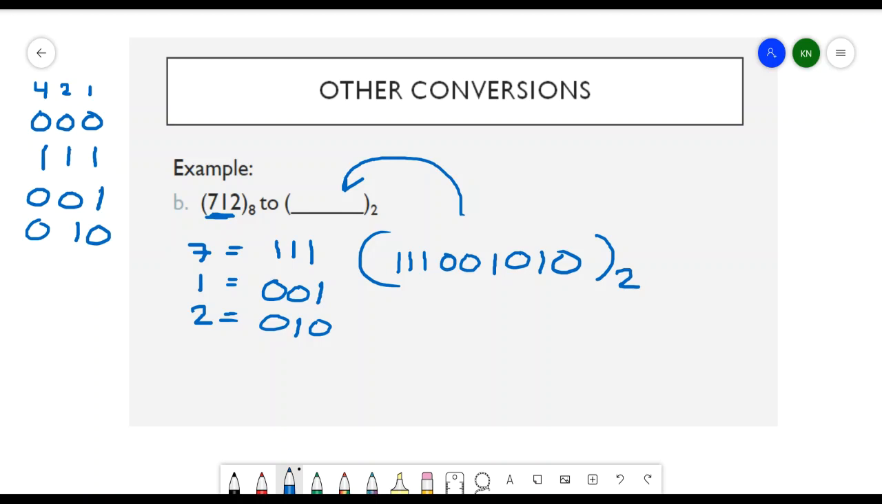Okay, I hope this is clear. You might not get confused. When it's octal, you should use 3 bits. If it's hexadecimal, you will use 4 bits.